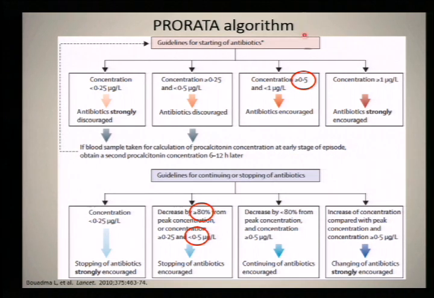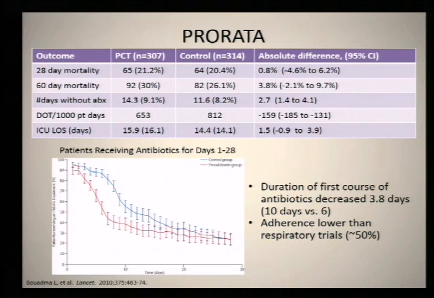And so what they did was, this was the initial starting. They measured these. It was greater than 0.5. They said start. And then for stopping, they said if it was less than 0.5, stop, or if it decreased by 80% from the peak, consider stopping. These are the outcomes. No significant difference in mortality, although by 60 days, we started to see maybe some early increase in mortality in the PCT group.